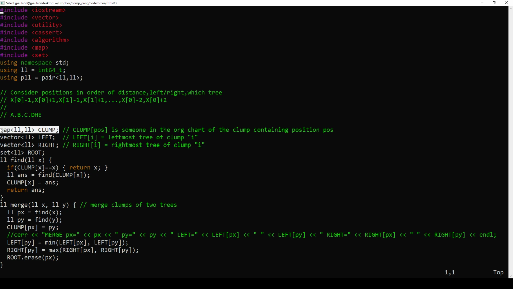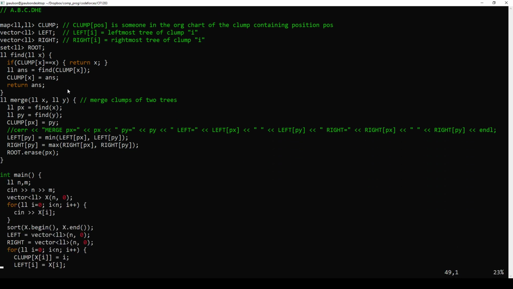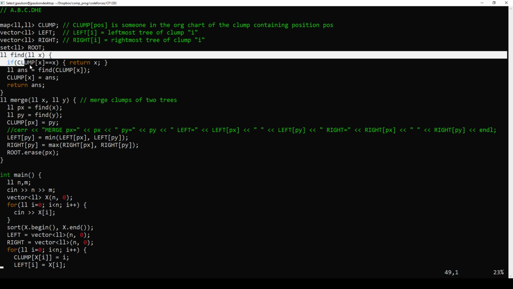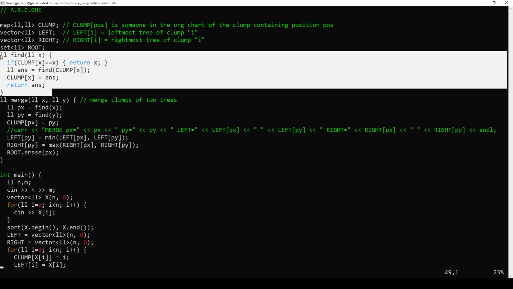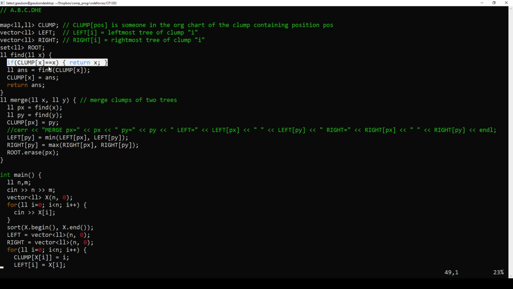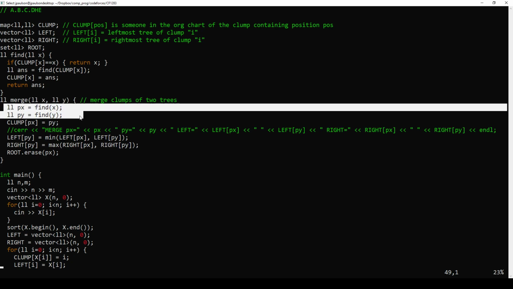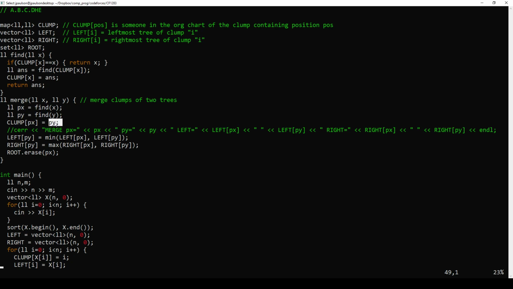So we had this map from positions to which clump they were part of, the left and the rightmost trees for each clump, and then the set of clumps. This is the union find or disjoint set algorithm. We have the find operation, which just walks up what I was calling the org chart for the clump to find the guy at the top, and then short circuits that, that's path compression, and returns him. Then the merge or union of two clumps takes two people anywhere in the org charts, finds the boss of each clump, and says the boss of px is now py, so the whole clump goes under py. The new left for the clump is the min of the two lefts, and the new right is the max of the two rights, and now px is no longer a root.